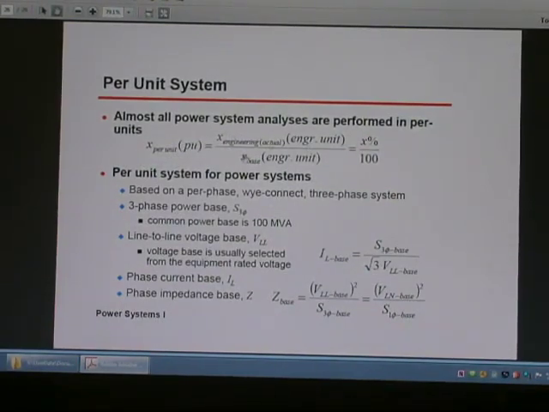Per unit equals actual divided by base. The per-unit system for the power system: the three-phase wye voltage, and the load equals three-phase power divided by 3, VL squared divided by S phase. This equation, so the three-phase base power, line-to-line voltage, phase current, and phase impedance, those are here.